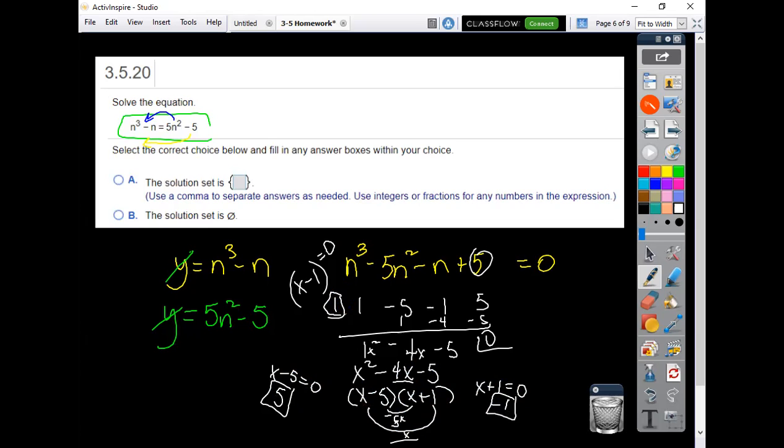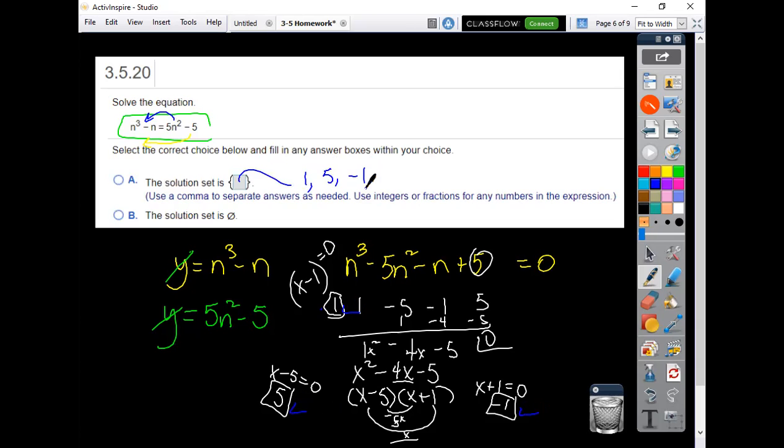It said select the correct choice below, the solution set. Again, use commas to separate them. So I would suggest the solution you should type in here for this problem would be the 1, the 5, and the -1, separated by commas.